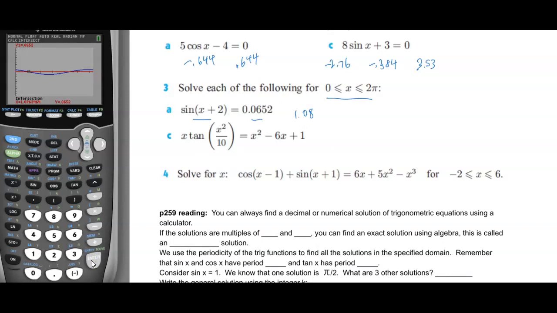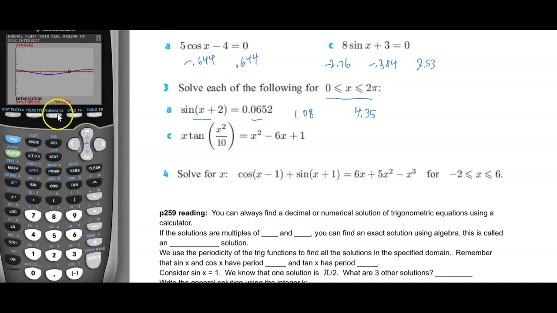1.08. Okay, let's do this one here now, and then we'll be done. Second calc intersect, then enter, enter. Blue function, yes. Red function, yes. And then I just move the cursor a little bit closer to the second one, and I hit yes for guess, and it tells me the other one, which is going to be 4.35. Okay, so those are the two solutions for part A.